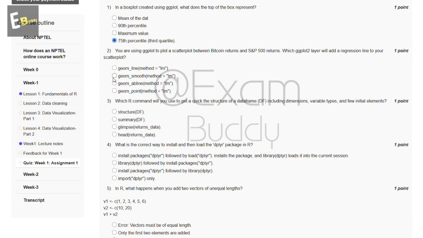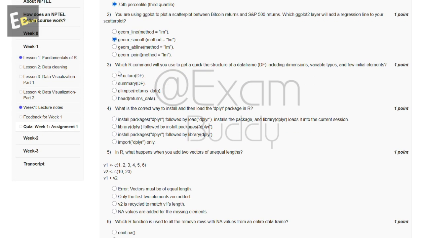Now the second question is: you are using ggplot to plot a scatter plot between Bitcoin's returns and S&P 500 returns. Which ggplot layer will add a regression line to your scatter plot? So these are the options and the answer of the second question is B, geom_smooth, method lm.